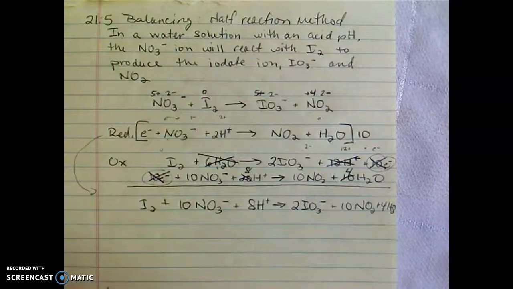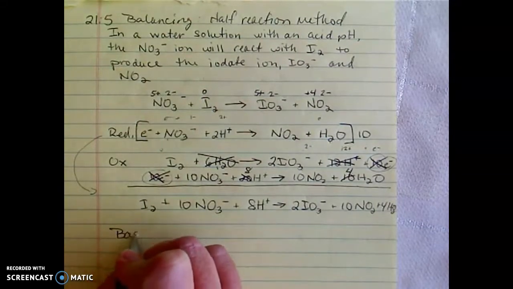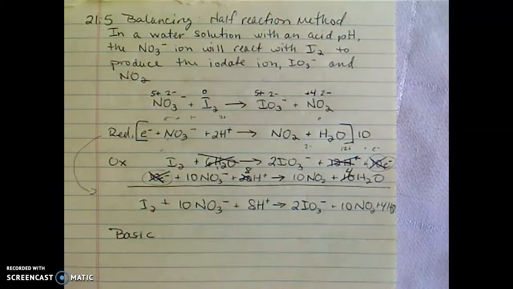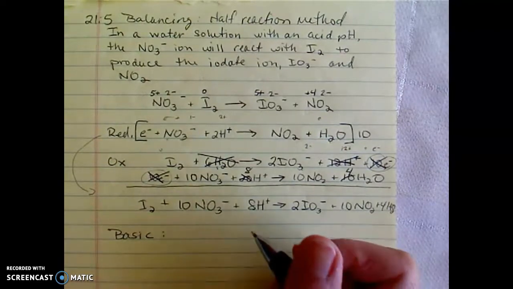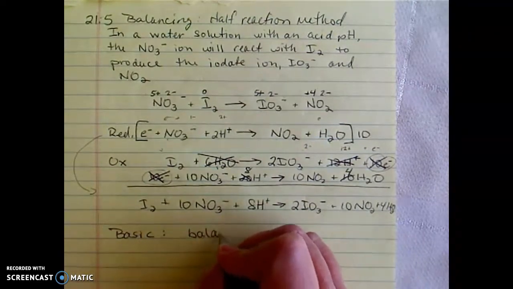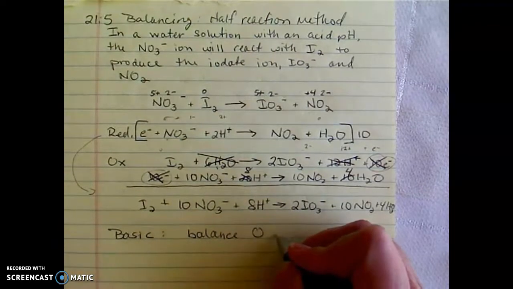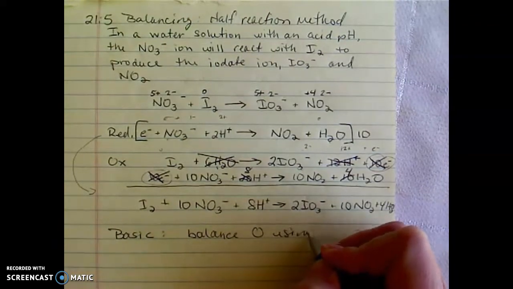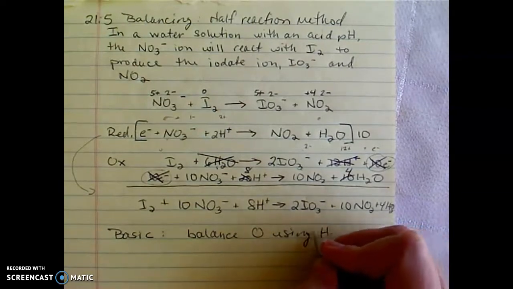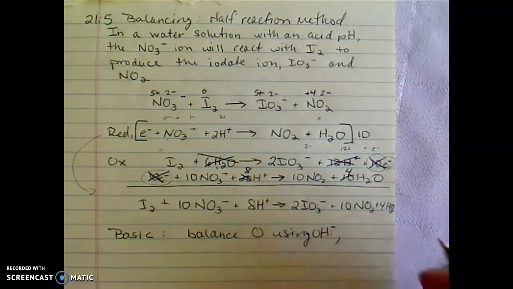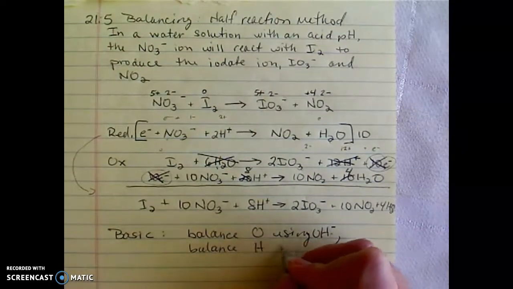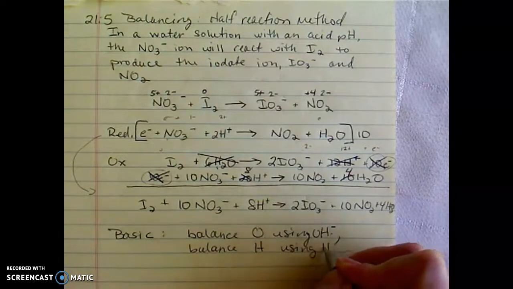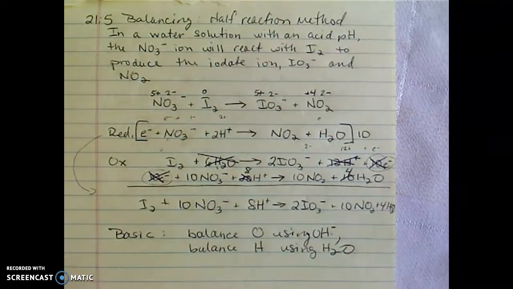Now if you're doing it in a basic solution, the one step that changes is when you're balancing your oxygens and your hydrogens. Okay? Instead of balancing your oxygens with water, you're going to balance O using OH minus, sorry about that. And then you're going to balance your hydrogens using the water. There we go. Okay. That's a little bit different.